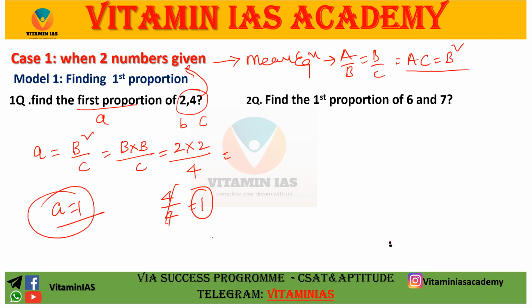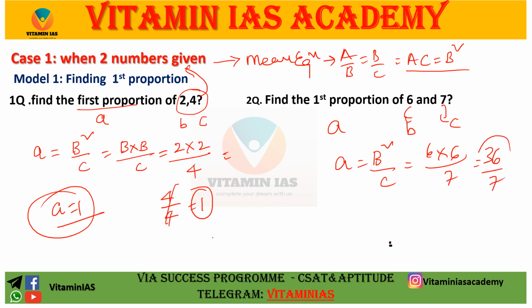And in the same way, find the first proportion of 6 and 7. Again you have to find A, so make 6 as B and 7 as C. So A is equal to, what is the formula? B square by C. Then just solve it. B here is 6. 6 into 6 by 7 means 36 by 7 will be the answer for the second question.